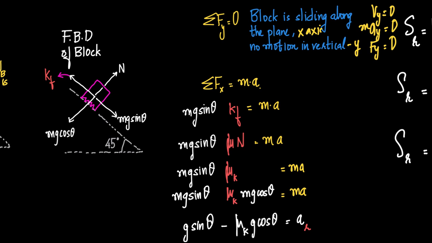And since sigma Fy is equal to 0, we can further say that all the forces acting in the up direction, right? All the forces acting upwards should be equal to all the forces acting downwards. What are the various forces acting upwards? The only force that is acting upwards here is the normal reaction. So we have normal reaction N is equal to what is the force acting downwards? The only force acting downwards here is mg cos theta.